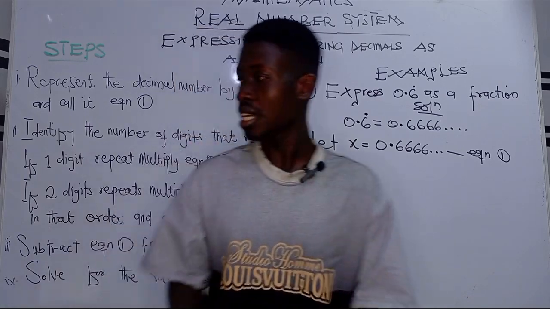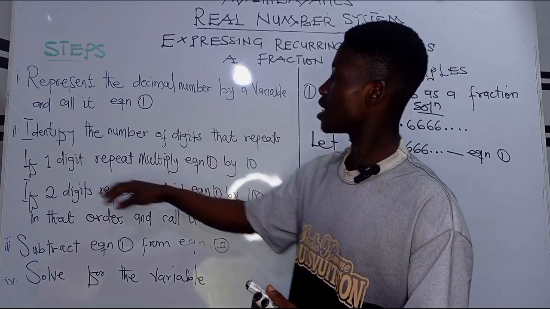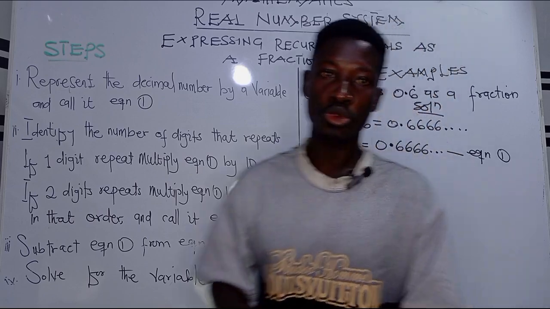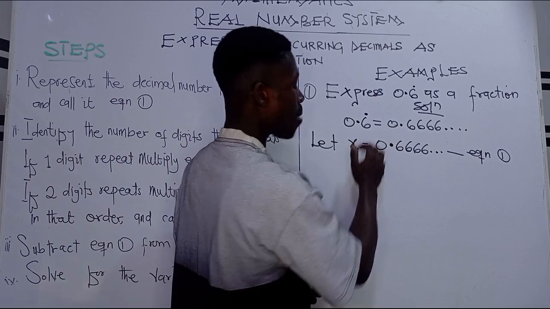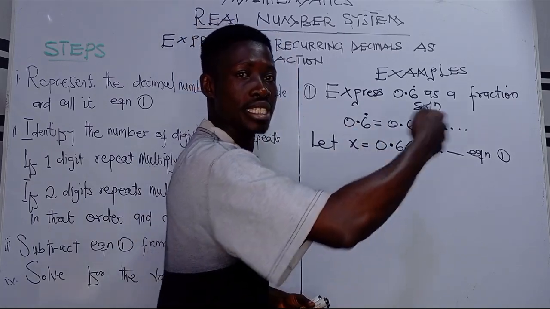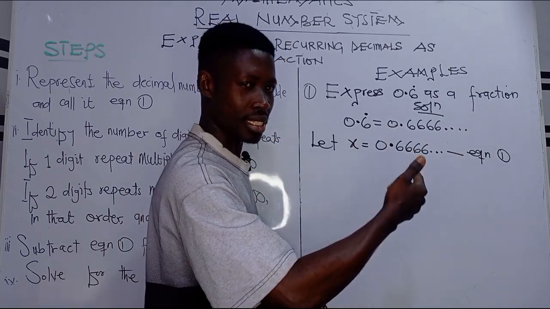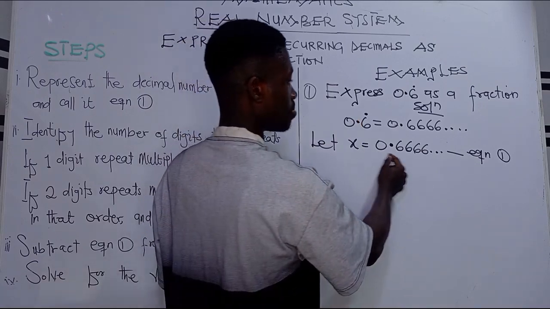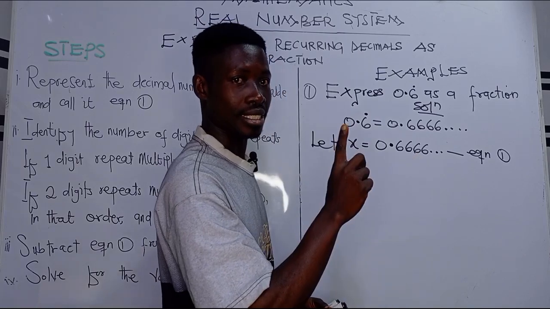The second step says to identify the number of digits that repeat. If 1 digit repeats, multiply equation 1 by 10. Looking at this, how many digits repeat? Only 1 digit is repeating infinitely, and that digit is 6. Because 1 digit is repeating infinitely, we are going to multiply equation 1 by 10.